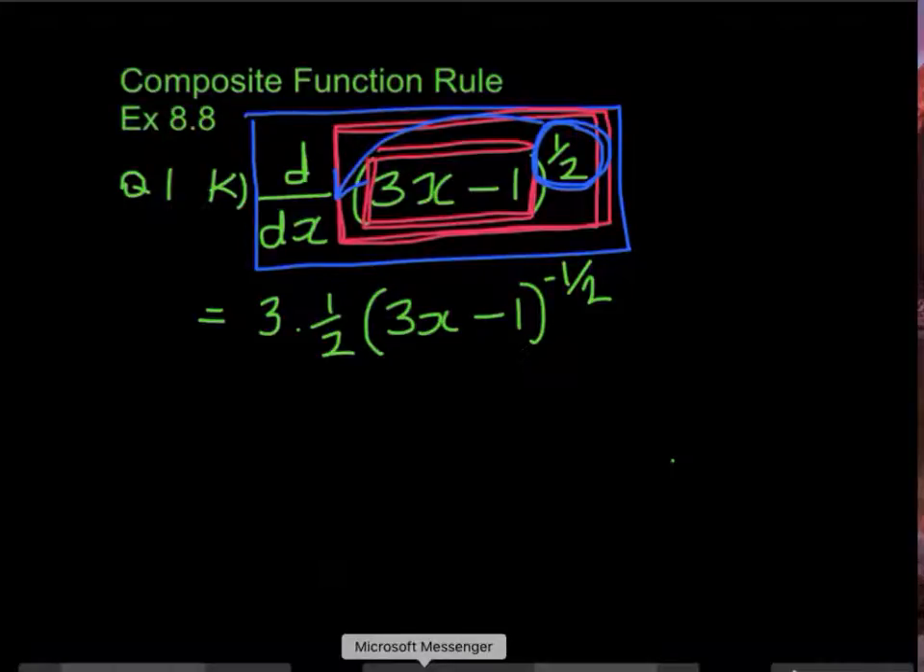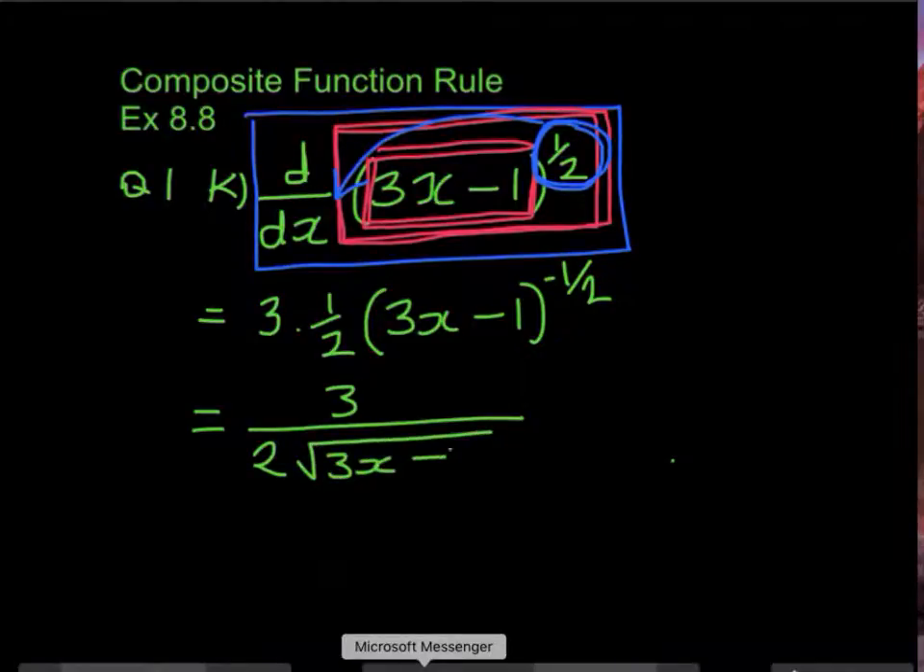What you might find in the answers in the textbook is that they rewrite this in a form which has exactly the same mathematical meaning. It's just written in a different form, and it could be written as 3 over 2 times the square root of 3x minus 1. I'll let you look at how we get from this line down to this line. That's something for you to discern.